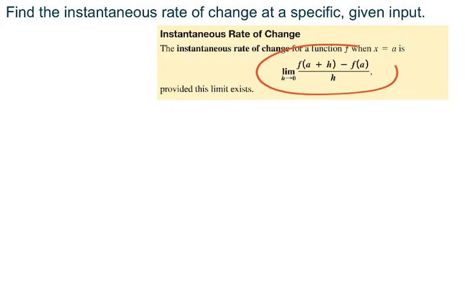And of course, that a value is going to come from that given input. Whatever our x or independent variable is, we're going to be given a value or a constant for that, and that's where we're going to be finding the instantaneous rate of change. So let's do a few examples.